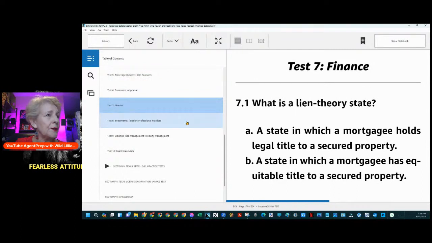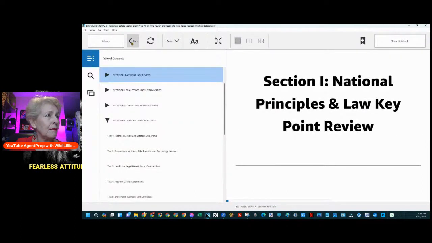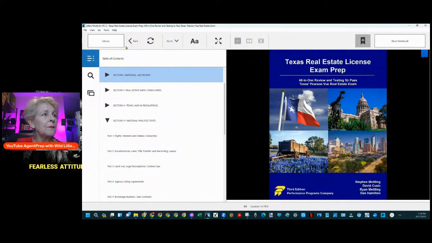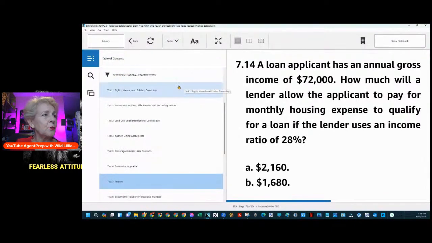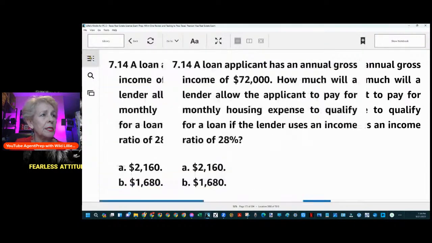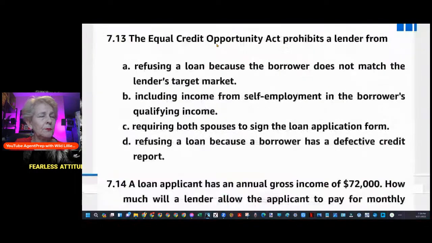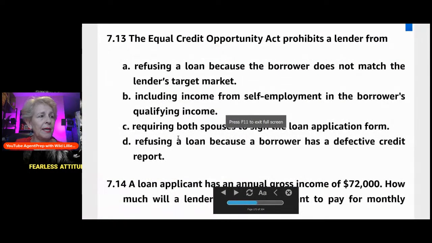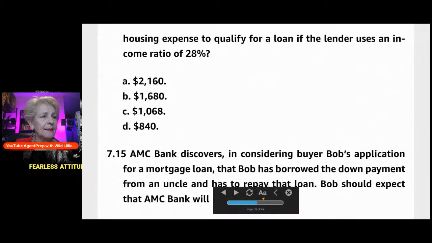Get yourself some water, coffee, or whatever you enjoy drinking at night. And we will go back to where I was. Okay, so we're starting out with question number 14. Again, finance, right? Yes.